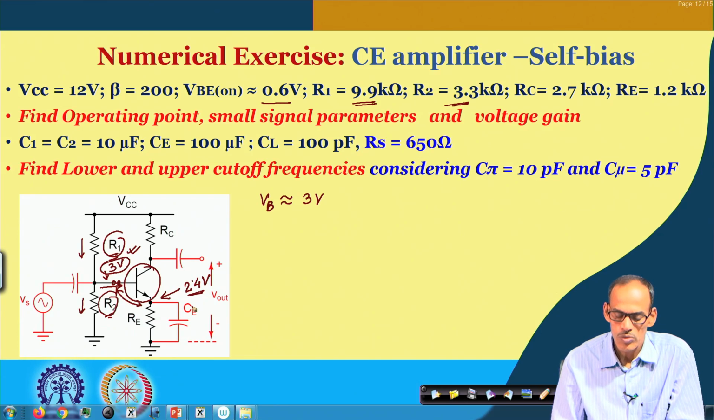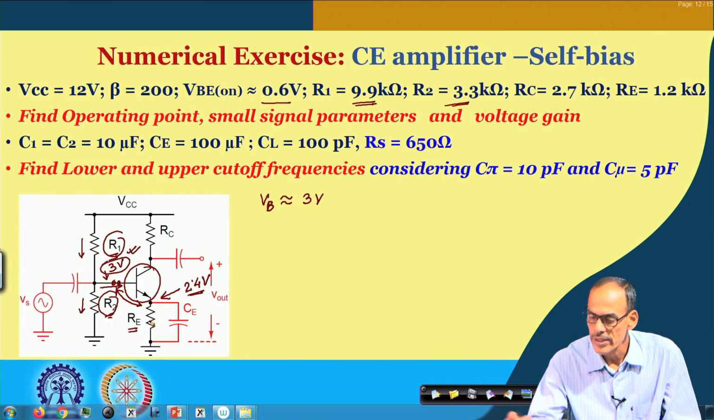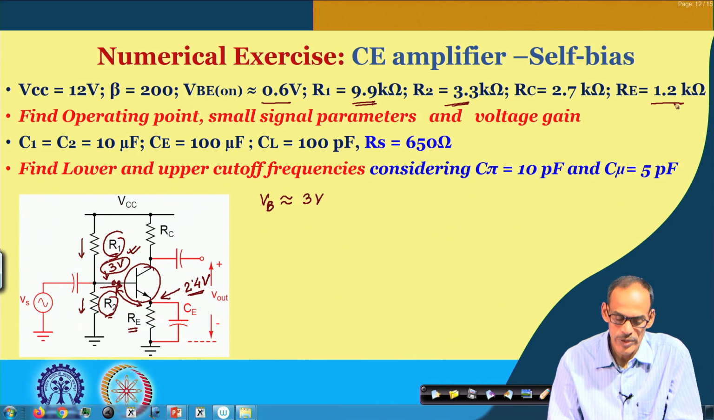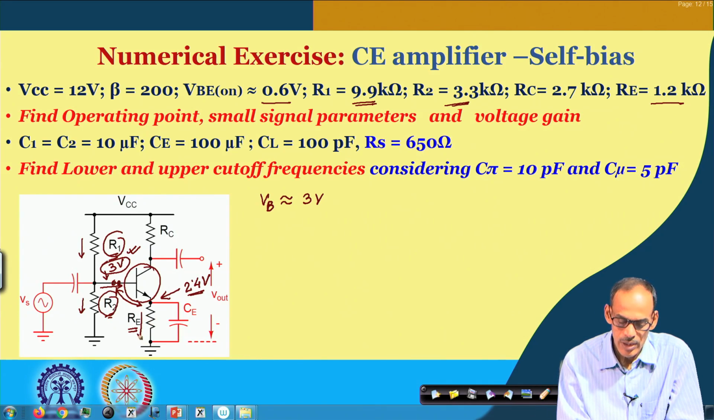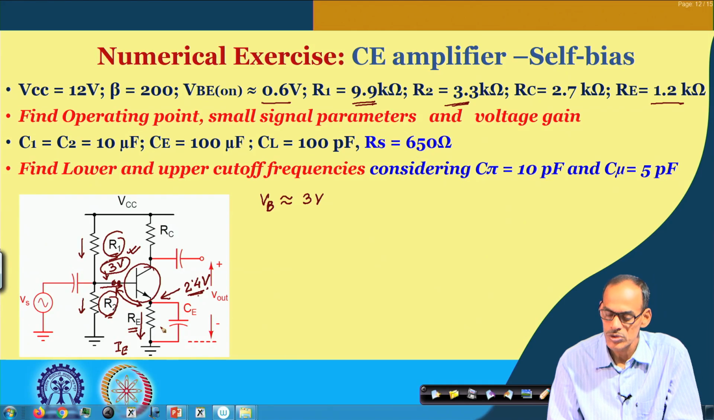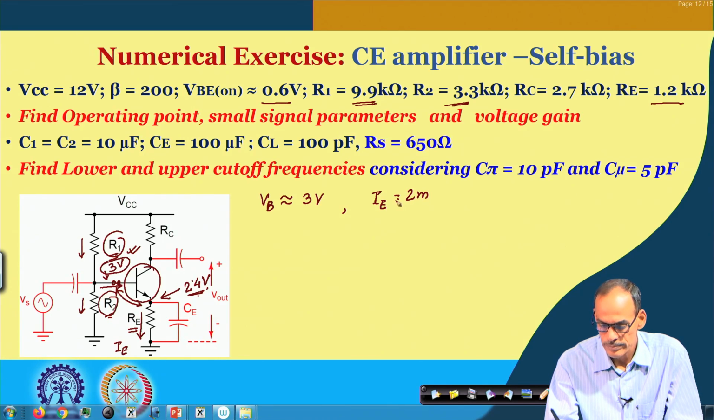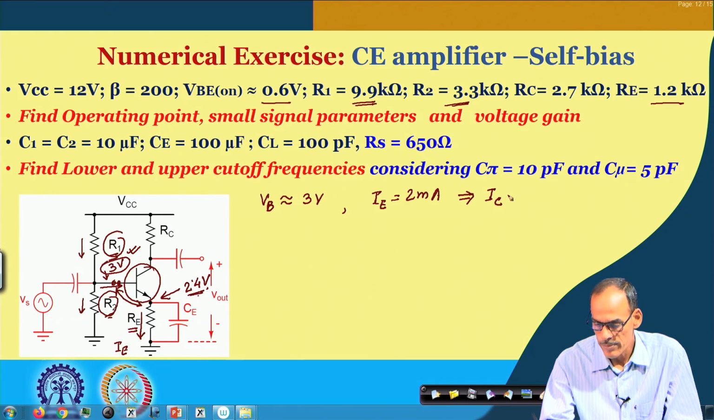Once we have 3 volt here, if we reduce this drop of 0.6, then we have 2.4 volt at the emitter. Then if you consider Re, which is 1.2k, that gives us the emitter current Ie equals 2.4 divided by 1.2, which means Ie is equal to 2 milliampere. And we can also approximate that Ic is the same, so that is also 2 milliampere.